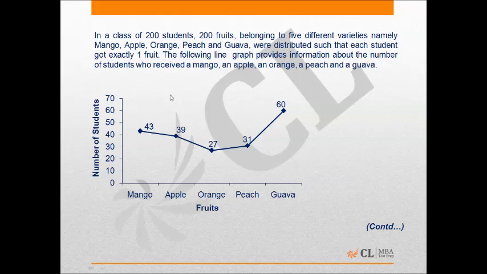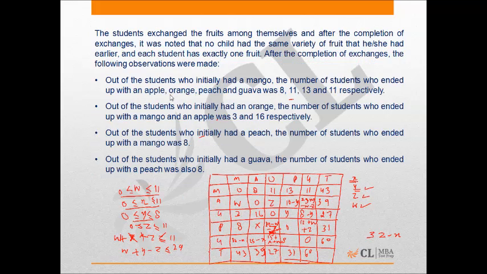In a class of 200 students, 200 fruits belonging to 5 different varieties, namely mango, apple, orange, peach, and guava, were distributed such that each student got exactly one fruit. The following line graph provides information about the number of students who received a mango, an apple, an orange, a peach, and a guava. From the table, it can be noted that the number of students who received mango was 43 and that who received peach was 31.